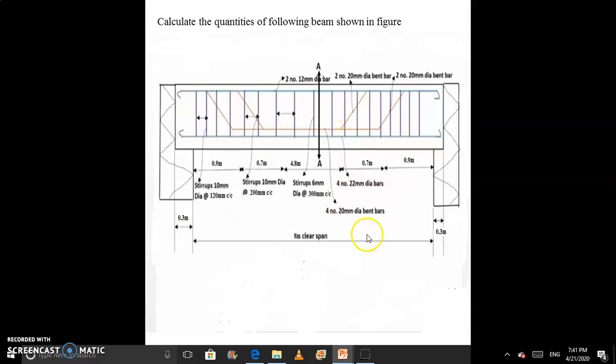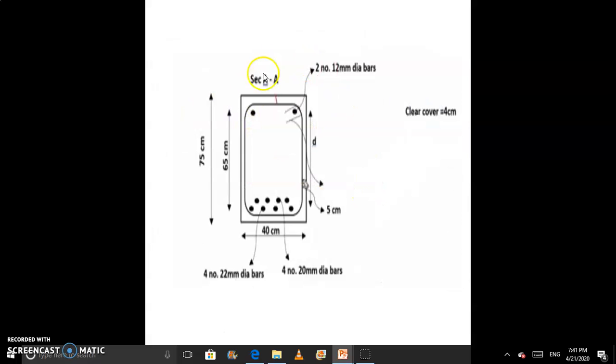Here our main reinforcement is 4 bars of 22 mm dia. Here we have 4 bent up bars, 20 mm dia bent up bars, 2 bars here and 2 bars here. This is our anchor bar or distribution bar. This is 2 in number and 12 mm in dia. So with the help of this diagram, we have to find or estimate the quantities for beam work.